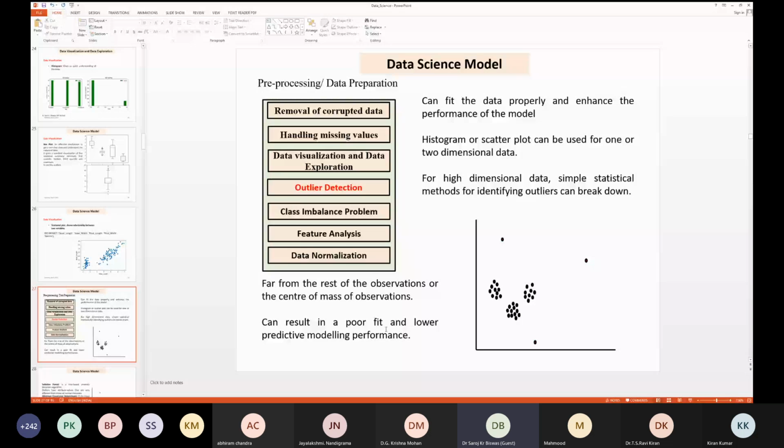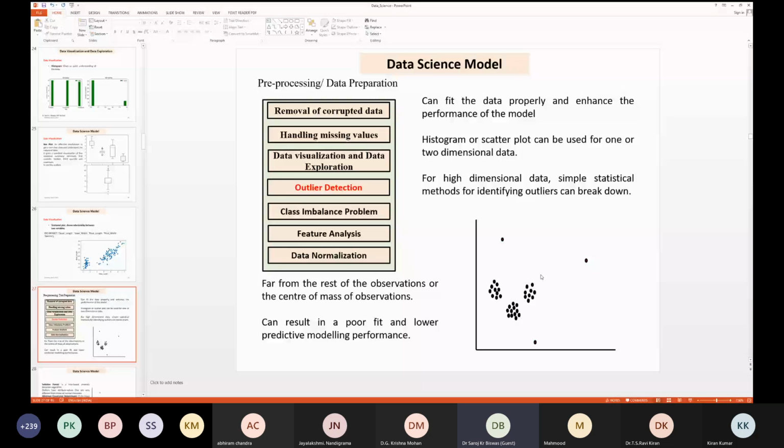Means the model that we are going to devise, the performance won't be up to the mark, because in your data sets you are having outliers. Clear? So now if outliers are detected and removed, what kind of benefit can we get? We can feed the data properly and enhance the performance of the model. So the model performance will be enhanced if the outlier detection is done properly.